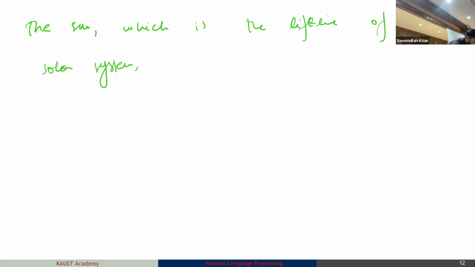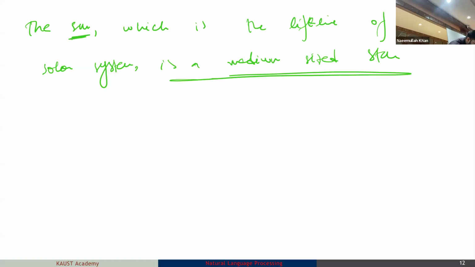The sun, which is the lifeline of the solar system, is a medium-sized star. So for this part of the sentence, the sun is relevant, right? I would ideally want to have a skip connection to pass that information.